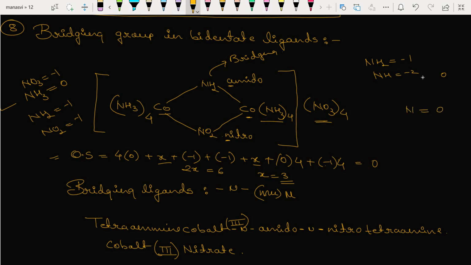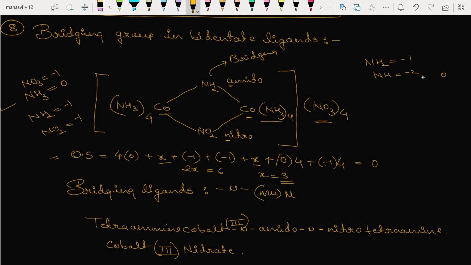Nitrogen has 0 charge, oxygen has 1 lone pair, and because the maximum valency of nitrogen is 3, it only forms 3 bonds. Okay. And hence there is a minus 1 charge present on oxygen, and hence nitrate NO3 has a minus 1 charge, multiplied by 4, as 4 ligands of NO3 are attached. After calculating, X equals 3, that means the oxidation state of each cobalt is found to be 3.